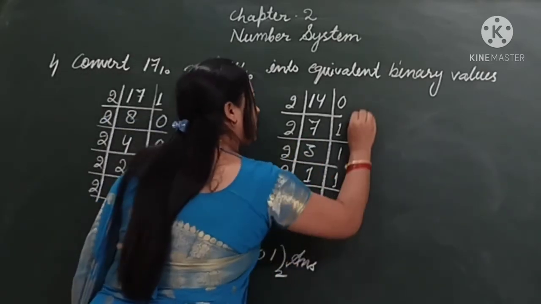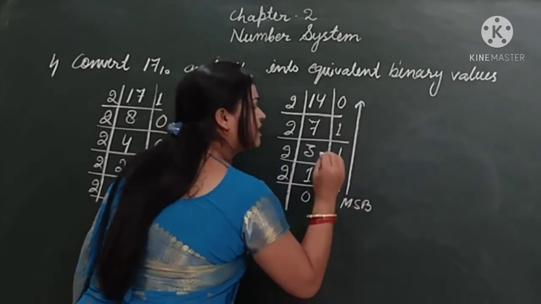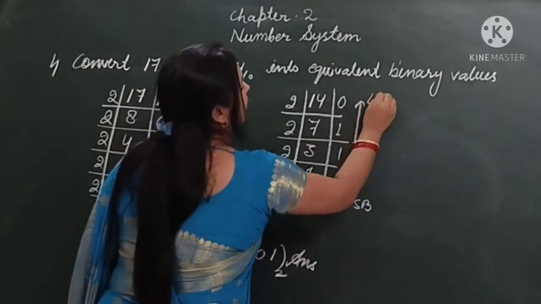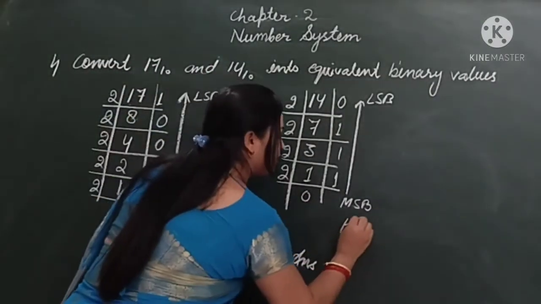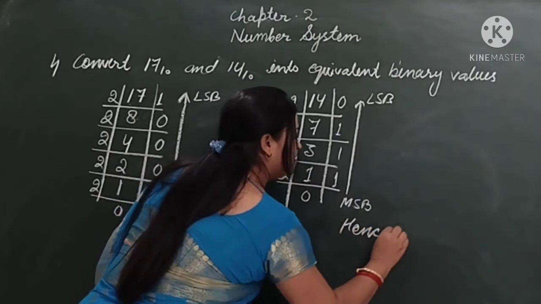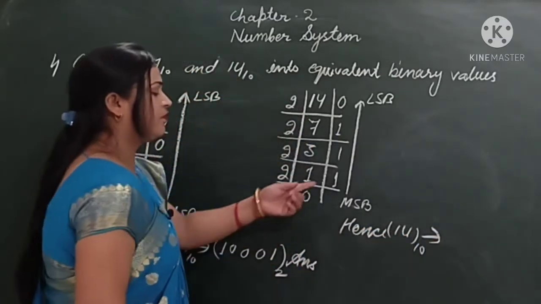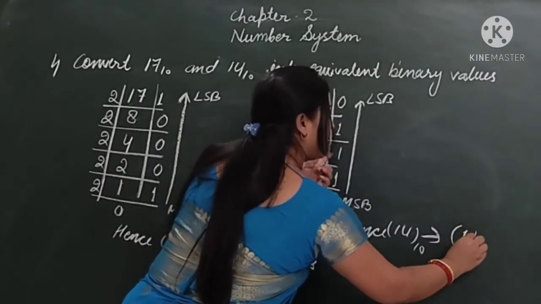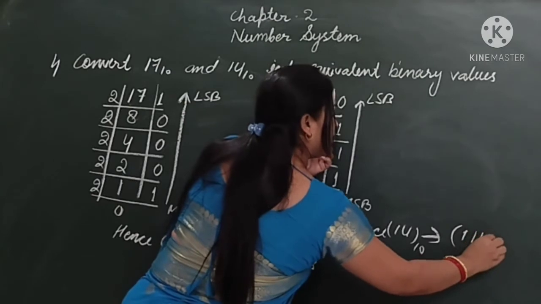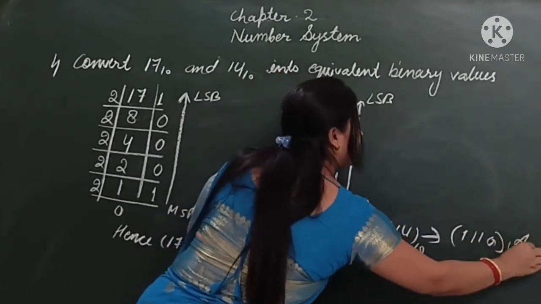And we draw a line from bottom to top. Here we write MSB means most significant bit, LSB least significant bit. Hence 14 base 10 is equal to, we start writing from MSB, 1 1 1 0 base 2. This is our required answer.